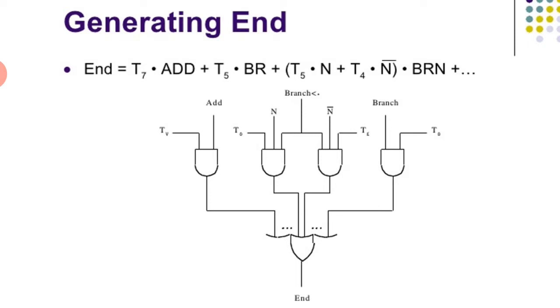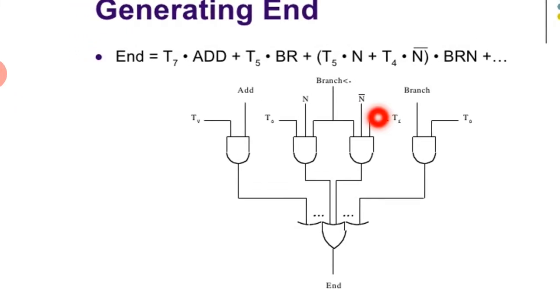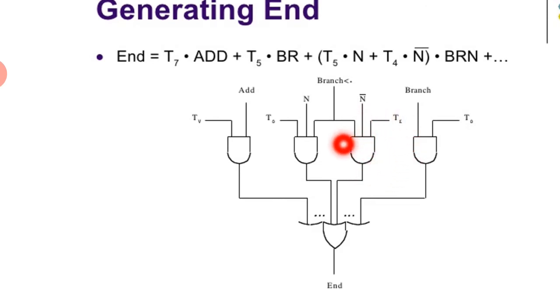For this one, the logic function will be End equals T7 into add, plus T5 into branch instruction, plus T5 into N, plus T4 into N bar, whole into branch instruction. Here T7, T6, T5, T4, all these are the time periods. So this is the generation of the end control signal.